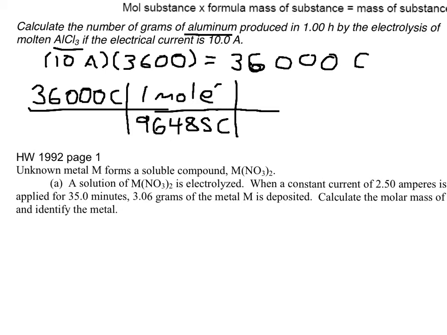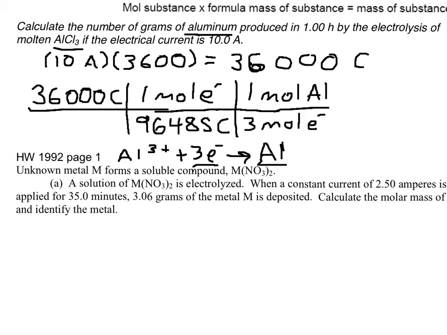Aluminum has a positive 3 charge. That means that I'm losing 3 moles of electrons per every mole of aluminum. Or, no, I think I'd be gaining electrons. So I have 3 moles of electrons for every 1 mole of aluminum. And now that I've got moles of aluminum, I can change to grams of aluminum by using molar mass. And if I go through and solve this, I get about 3.36 grams of Al.